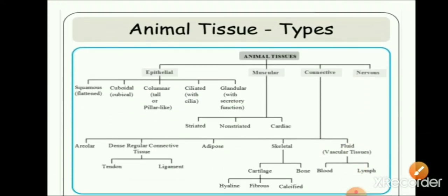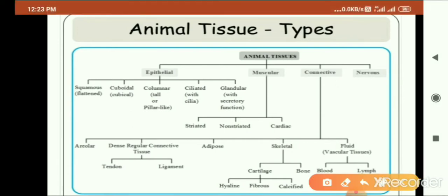Next we have animal tissues and their types. The various types of animal tissues are epithelial, muscular, connective and nervous. The epithelial tissue is further of different types. There are five types of epithelial tissue. One is squamous. Squamous is flattened and square shaped. The cuboidal is cube-like. Columnar is column-like or pillar-like. Ciliated are the cells which are column-like but bear cilia over their surface. The glandular is secretory by function.